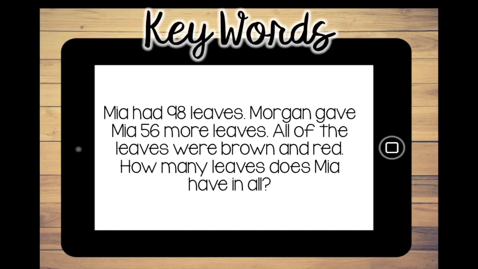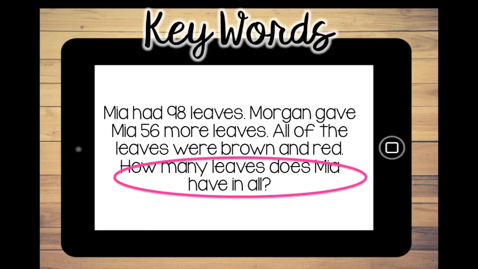Mia had 98 leaves. Morgan gave Mia 56 more leaves. All of the leaves were brown and red. How many leaves does Mia have in all? Take a minute to find that extra information that we do not need. But let's first ask ourselves what they're wanting us to answer. The question is, how many leaves does Mia have in all?